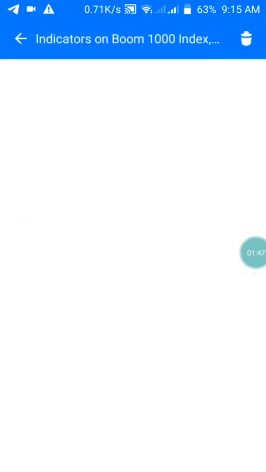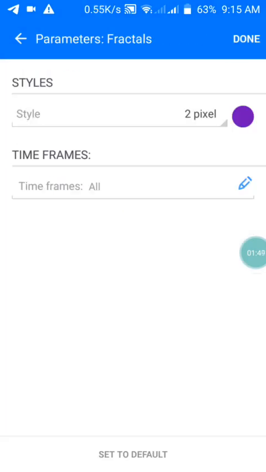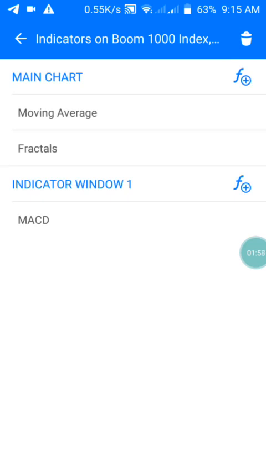Then you press done, and you can also click on the second thing that I have on my main chart. You can choose any color, then press done. This only indicates the beginning of a trade and the end of the trade.